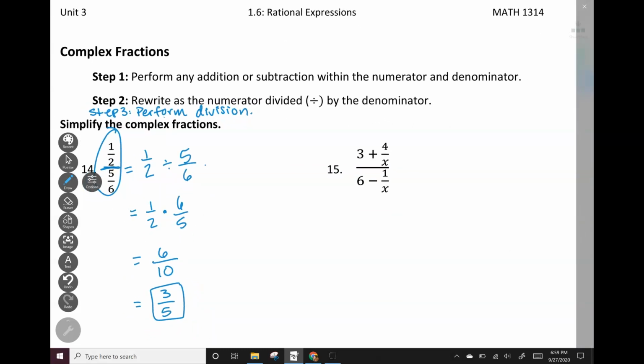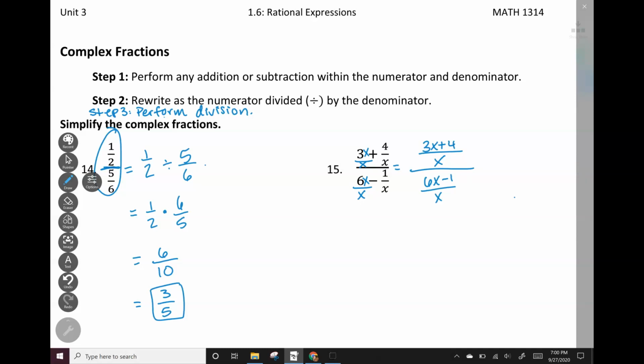On number 15, we do have some addition and subtraction to do, so we'll do that first. 3 plus 4/x. Remember, to add or subtract, you need a common denominator. That common denominator is going to be x, so I need to multiply by x on the top and the bottom here. So it will become 3x/x, and then I can add that. That's 3x plus 4 over x. And in the denominator, my common denominator is also x, so 6x/x, and adding, 6x minus 1 over x.